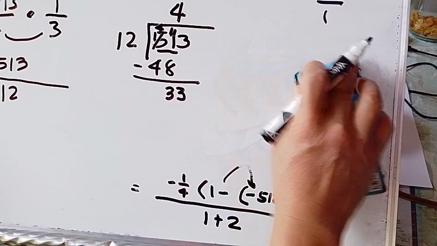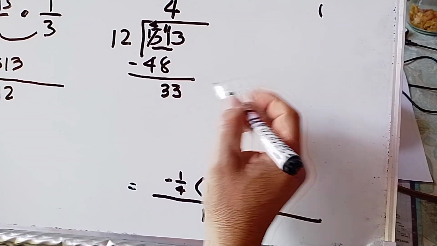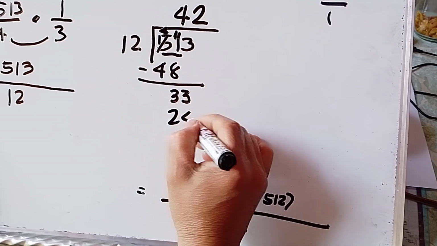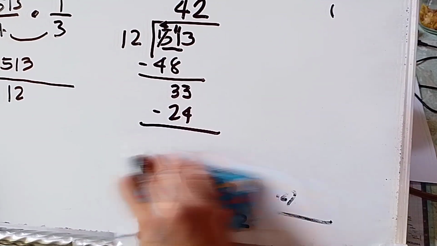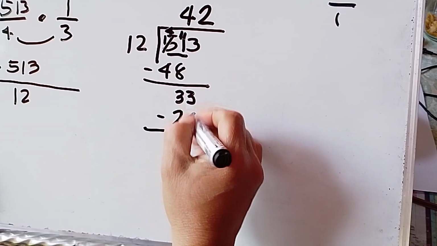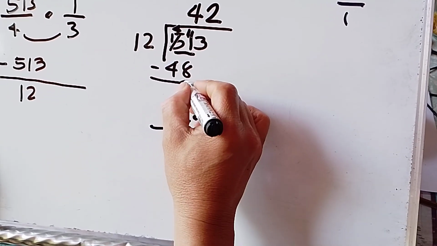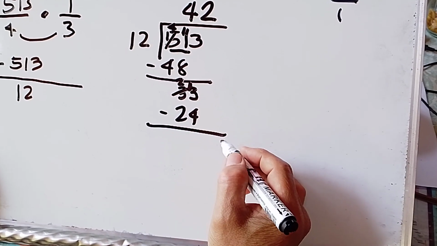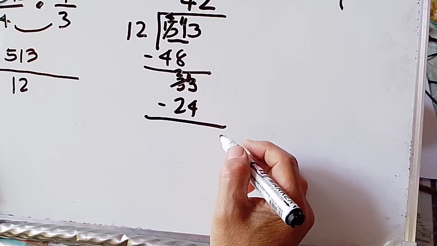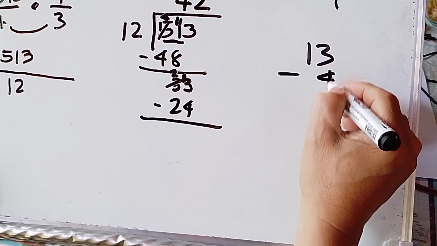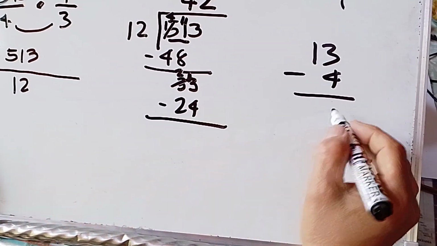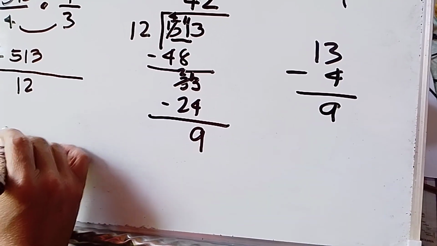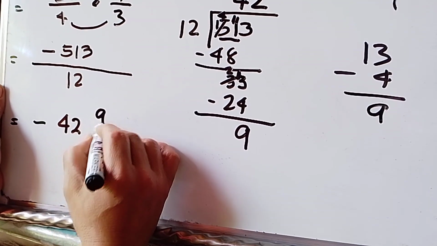So how many 12 are there in 33? Estimate. I think this is 2. This is 24. Then need to subtract. 3 minus 4 cannot be, so I need to borrow from here. This will be 2. And then this is 13. So 13 minus 4. What is 13 minus 4? This will be 9. So I have here 42, 9 over 12.